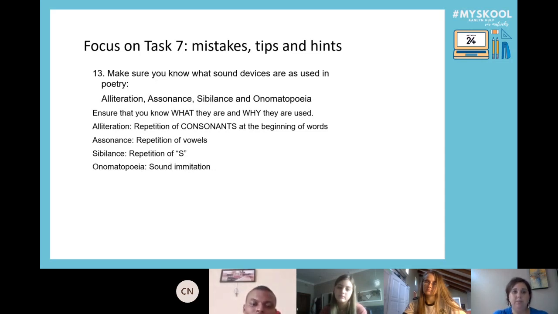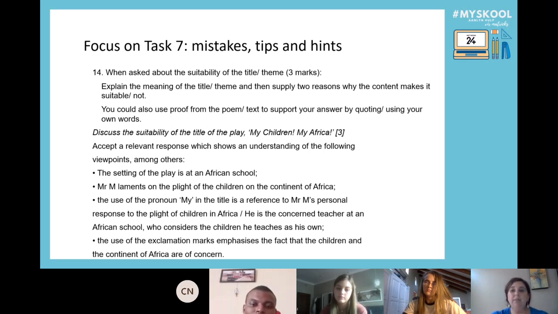It's quite difficult. Then, number 14, when asked about the suitability of the title or the theme or the play as a whole, explain the meaning and the theme and then supply 2 reasons why the content makes it suitable or not. You could also use proof from the poem or text to flesh out your answer.